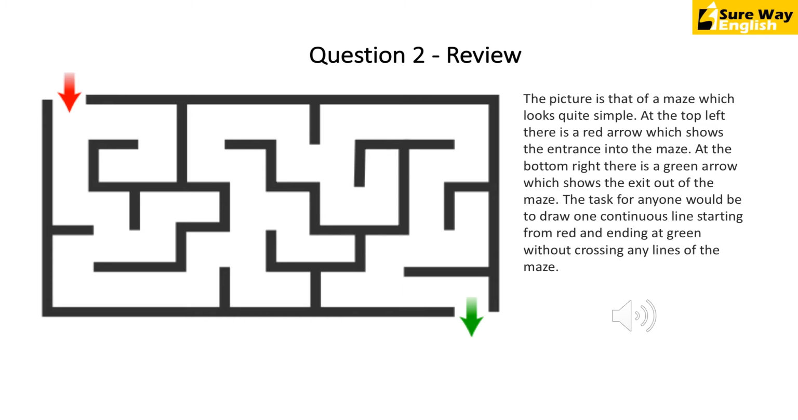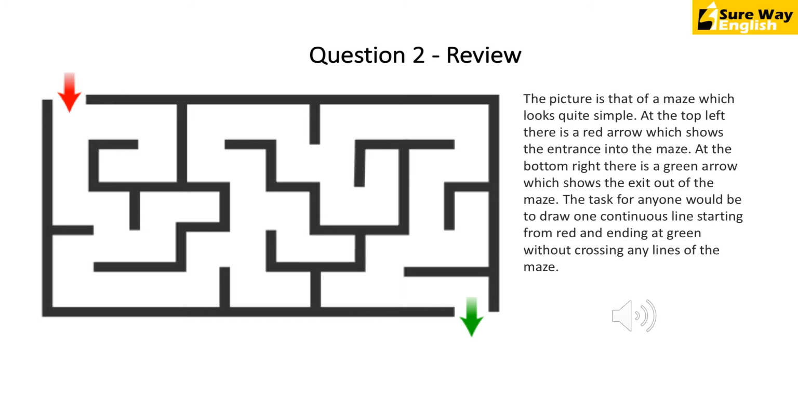All right, so following our template, the structure that we have to follow, the very first line that should be, give us an overview. So in this case, when I look at the picture, I can see that it's a puzzle, it's a maze. So I say that the picture is that of a maze. It doesn't look too difficult, which looks quite simple. And then I'll describe the specific elements. So in this, the specific elements are the red arrow and the green arrow. So I'll say at the top left there's a red arrow which shows the entrance into the maze, and at the bottom right there's a green arrow which shows the exit out of the maze.